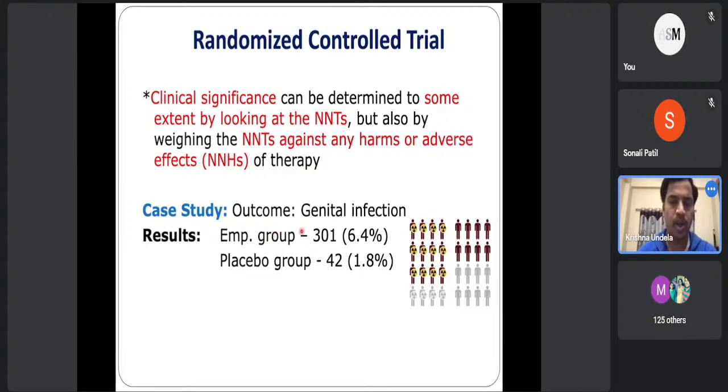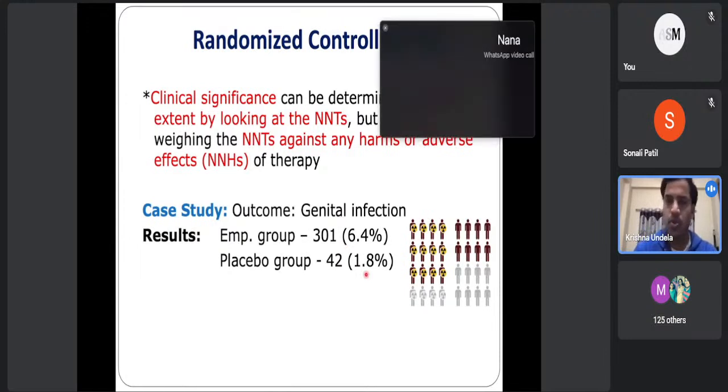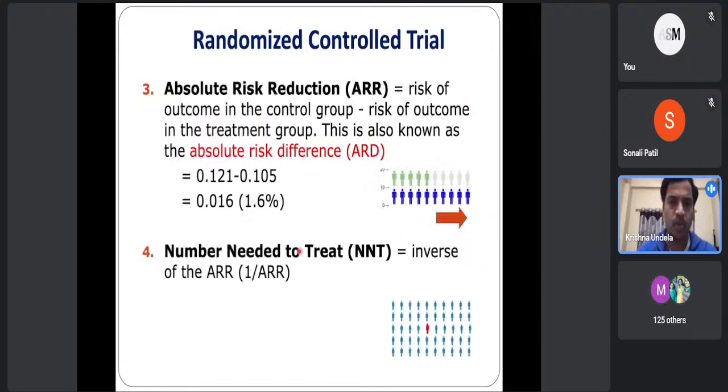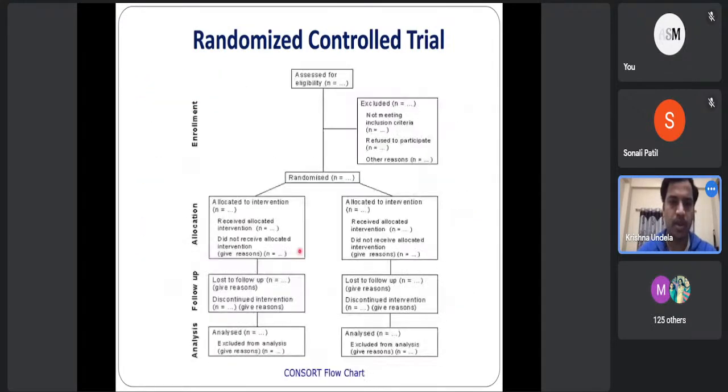In the empagliflozin group, out of the total number I mentioned in the previous slide, 301 got the genital infection. That is around 6.4%. Out of the placebo group, I think we have 2,333 as the placebo group. Out of that, 42 got the genital infection. That is equal to 1.8%. So we are getting 1.8% for the placebo group and 6.4% for the empagliflozin group. The total numbers are the same.